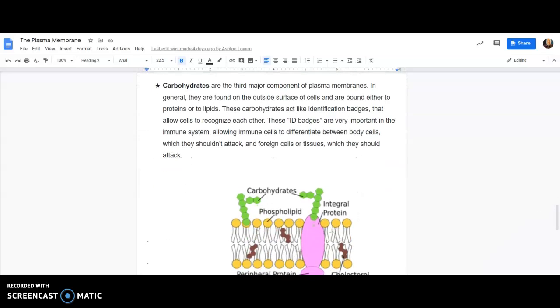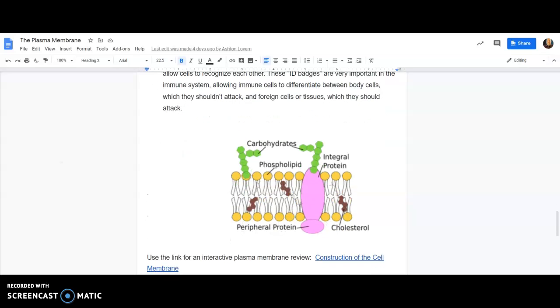Carbohydrates are the final third major component of plasma membranes. In general, they are found on the outside surface of cells and are bound either to proteins or to lipids. These carbohydrates act like identification badges that allow cells to recognize each other. These ID badges are very important in the immune system, allowing immune cells to differentiate between body cells, which they shouldn't attack, and foreign cells or tissues, which they should attack.